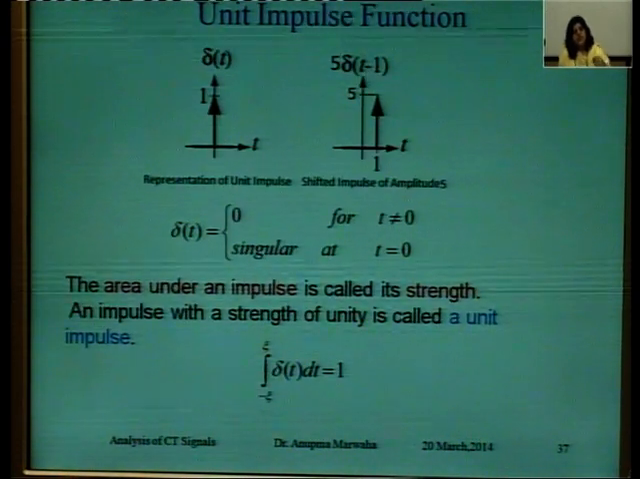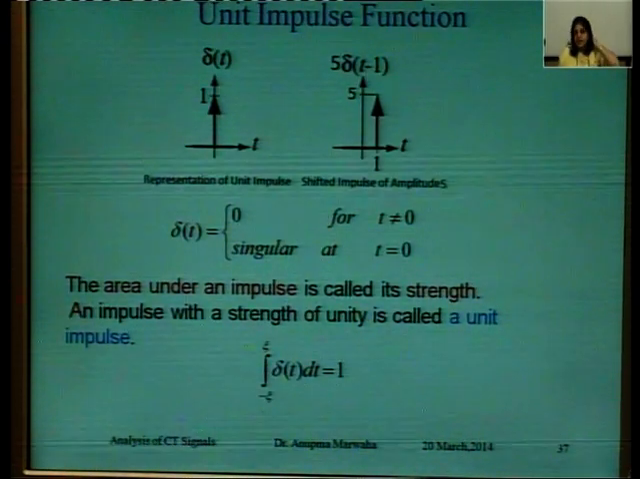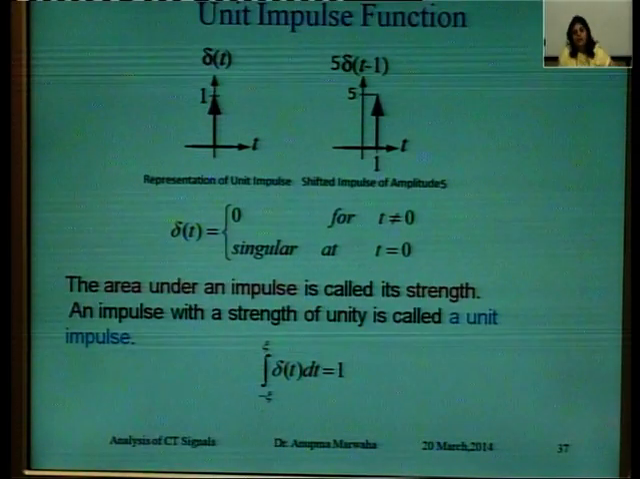The next function is a very important function for communication applications, that is the unit impulse function.